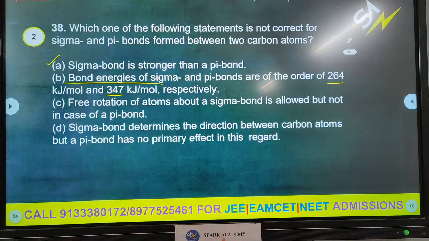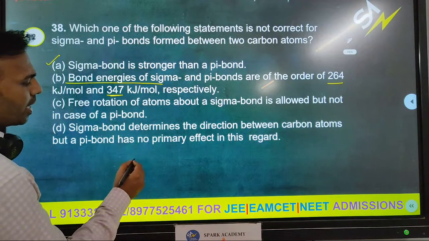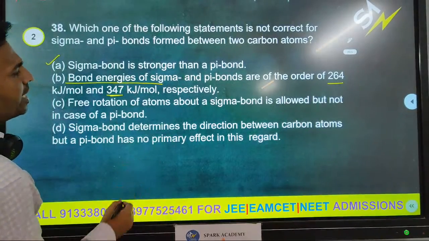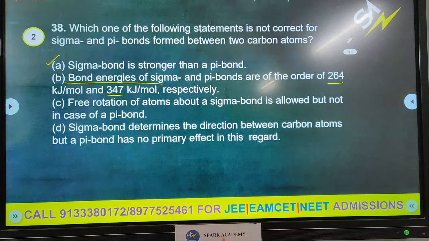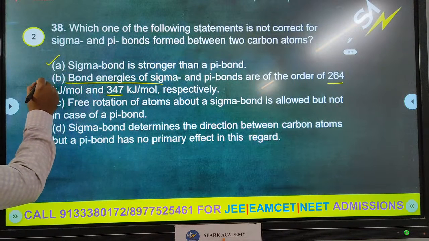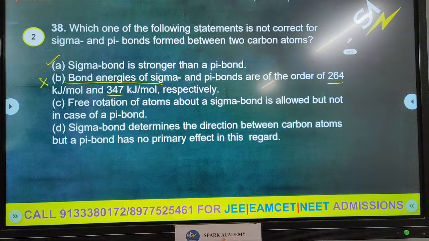Is it correct? Sigma bond is the strong bond, so it requires more energy to dissociate. For this question the answer is incorrect, because sigma bond compared with pi bond is stronger, so its bond energy is higher than pi bond. In this option the bond energy of sigma should be high and that of pi less. They gave the opposite, so it is the wrong option, incorrect.